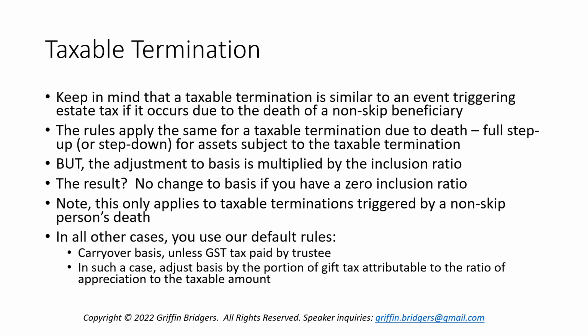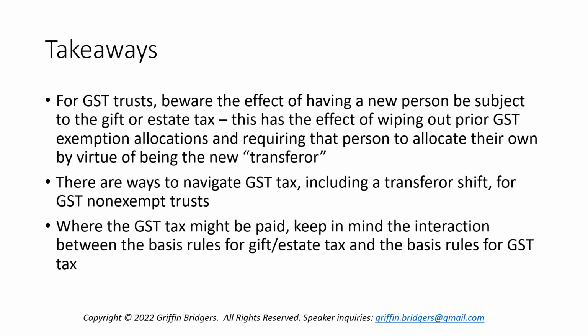But the big difference between that rule and this one here is that it's a much simpler calculation in the case of a taxable termination. Each asset that gets an adjustment to basis, you take that potential adjustment, whether it's up or down, and multiply it times the inclusion ratio that was in place at the time of the taxable termination.